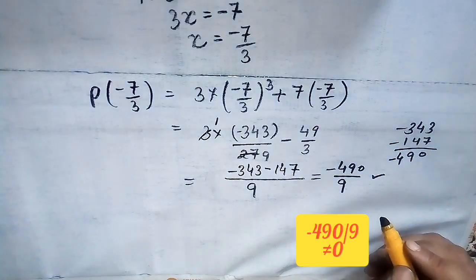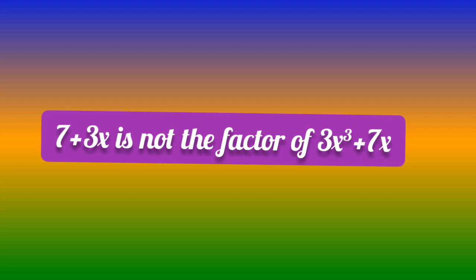So you can say that 7 plus 3x is not a factor of 3x cube plus 7x. But remember, if the remainder equals 0, then it will be a factor.